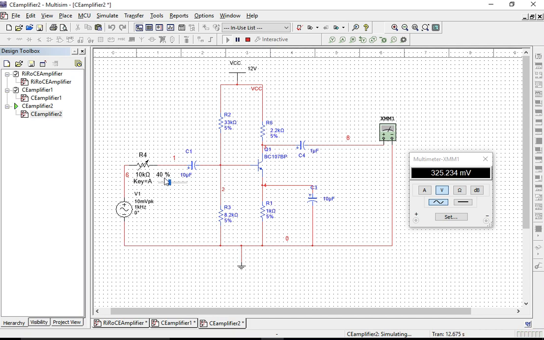So here I kept 40%, it is 325 millivolts, 35%, 347 millivolts. So the range is between 35 to 40% of 10k. Okay, so 3.5k to 4k is the range of input resistance. So you can take average so that we may get approximately, or we will replace this resistor.